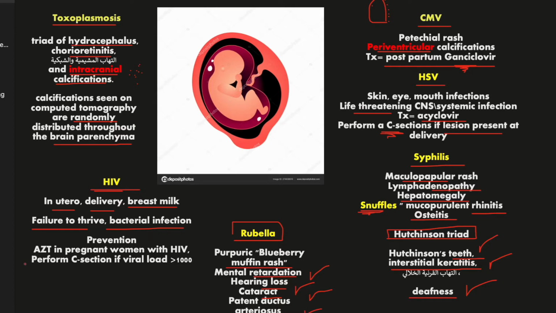How to prevent it? We will give azathioprine to a pregnant woman with HIV, and we will perform a C-section if the viral load is more than 1000. This is very important information. So if we know that the mom is HIV positive, we should give her azathioprine. But if the viral load is more than 1000, we will perform a C-section during delivery. More than 1000, we shouldn't do a vaginal delivery. We will perform a C-section.